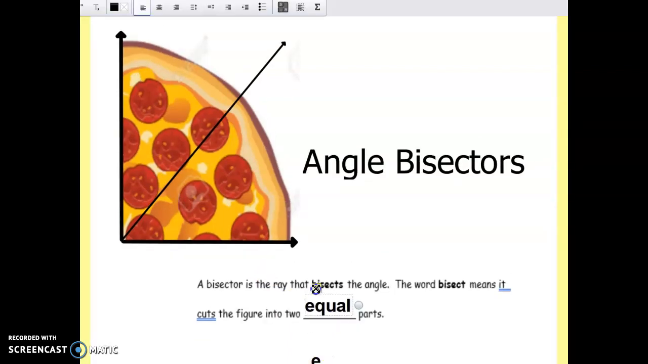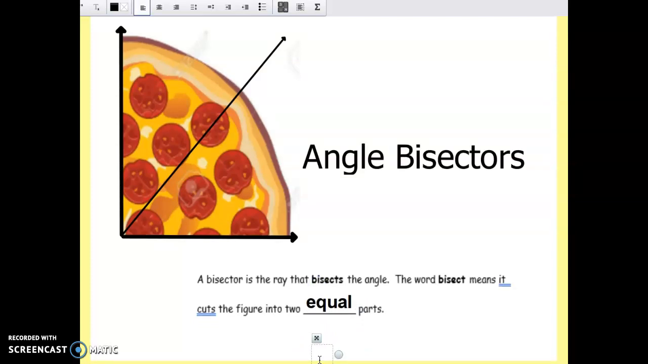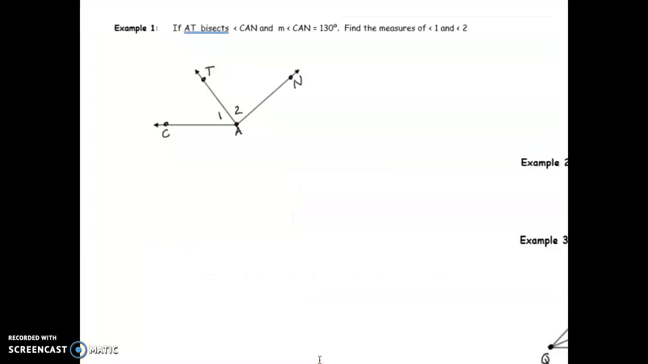So you should see this note sheet in your packet. You could follow along with us. It is on page 26. All right, so let's take a look at some geometry examples.